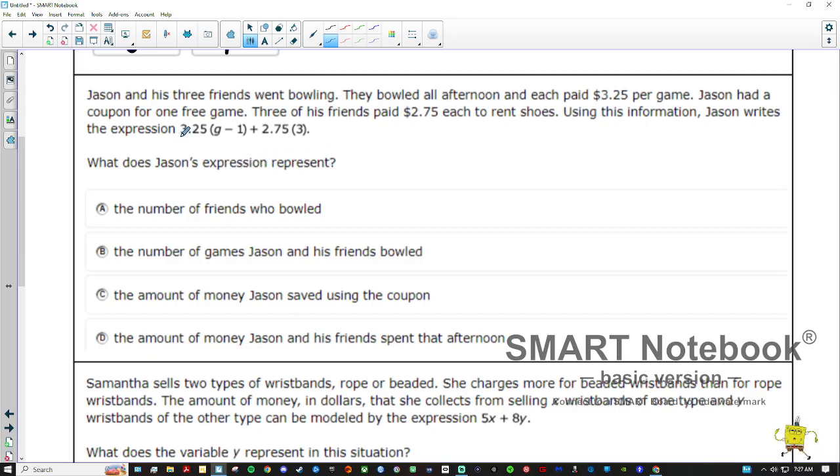Well, we have our price. Since we have 2 prices, this is the amount of money that his friends are going to spend, right? It's not the number of friends. We know there's 3. It's not the number of games. And it can't be how much money he saved when we got our price of shoes and our price of games.